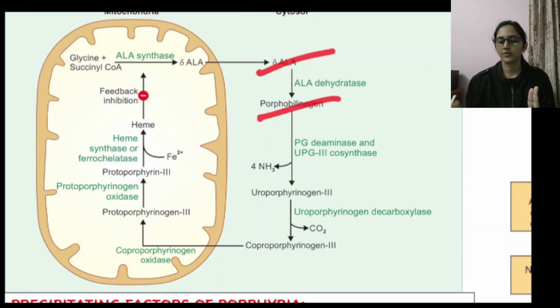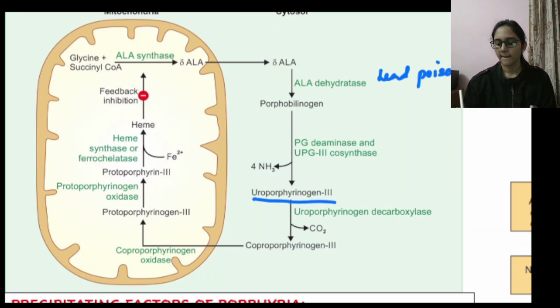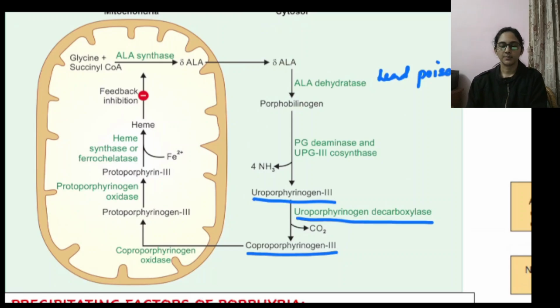Now, ALA to porphobilinogen with the help of the enzyme ALA dehydratase. What is the speciality of this ALA dehydratase? The point that you should remember: lead poisoning. Yes, lead poisoning inhibits this enzyme, right? And from porphobilinogen you get uroporphyrinogen 3 and then coproporphyrinogen 3. Yes, that's with the help of the enzyme uroporphyrinogen decarboxylase.